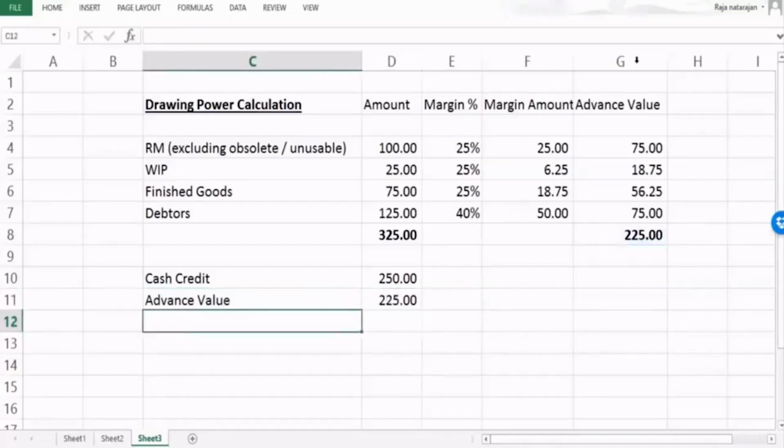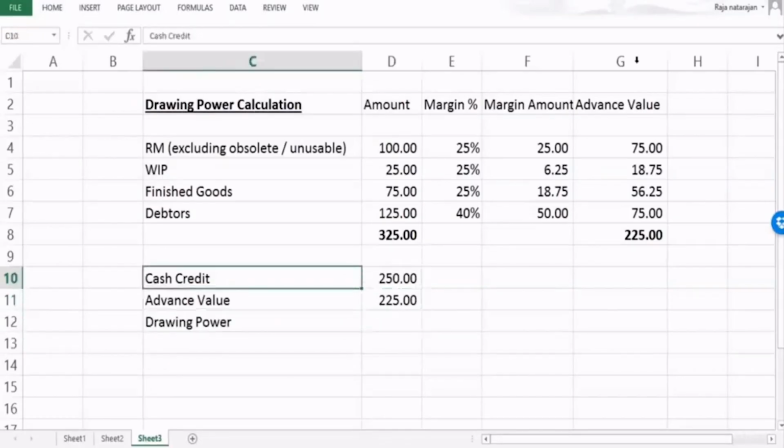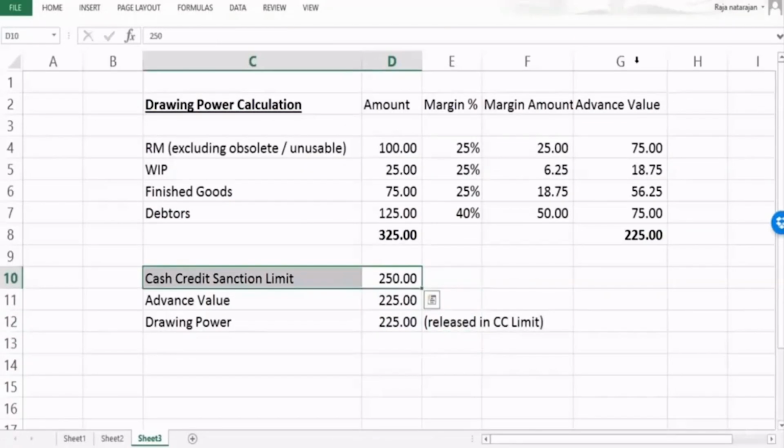So now comes the exact role of drawing power. Drawing power is going to be the lowest of the above two. So you have to compare the cash credit sanction limit with the advance value, whichever is lower. So you have to go by lowest, that is advance value, and this is going to be the drawing power. It means only this fund will be released in CC limit, even if you have the sanction limit as 250 million.